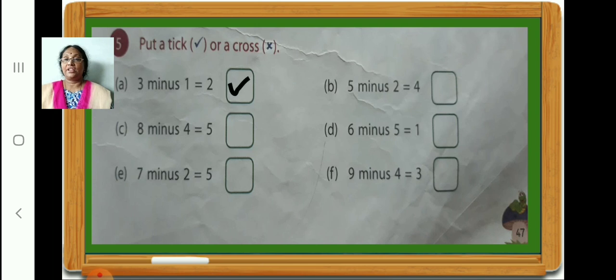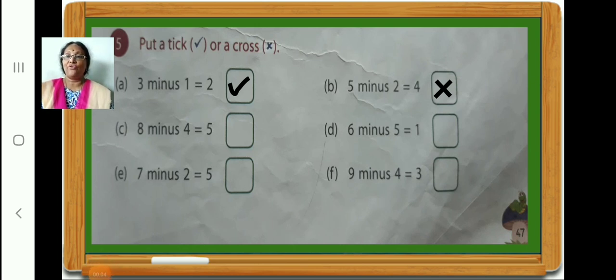Now let us move on to B. 5 minus 2 is equal to 4. Is it correct, children? No. So let us put a cross because 5 minus 2 is 3 and not 4. Children, let us do C.